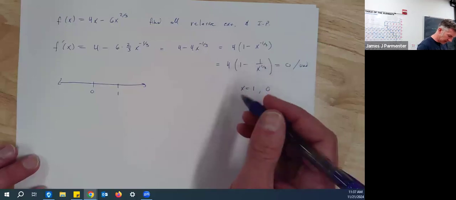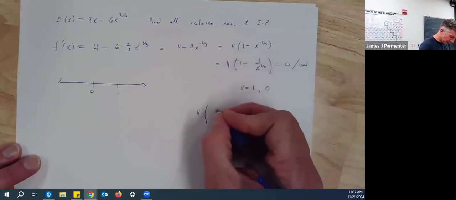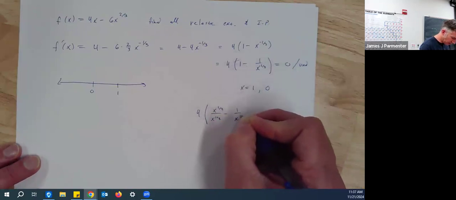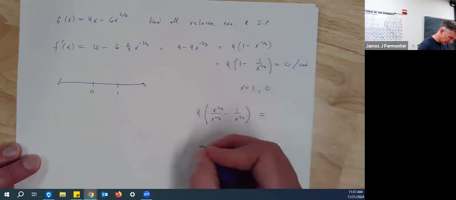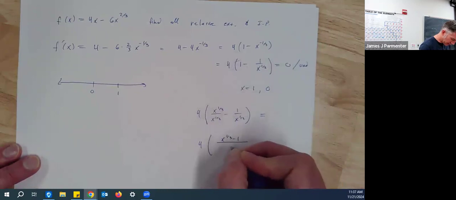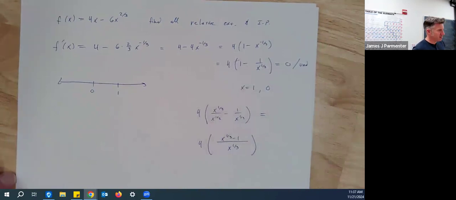I should rewrite this as 4 times, I'm going to get a common denominator. So it's going to be x to the 1/3 over x to the 1/3 minus 1 over x to the 1/3. And then I'm going to rewrite this as 4 times x to the 1/3 minus 1 over x to the 1/3. It's still not amazing, but it's a little bit better to think about this way. Technically, there's more weird factoring you could do if you were compelled to, but you should not.